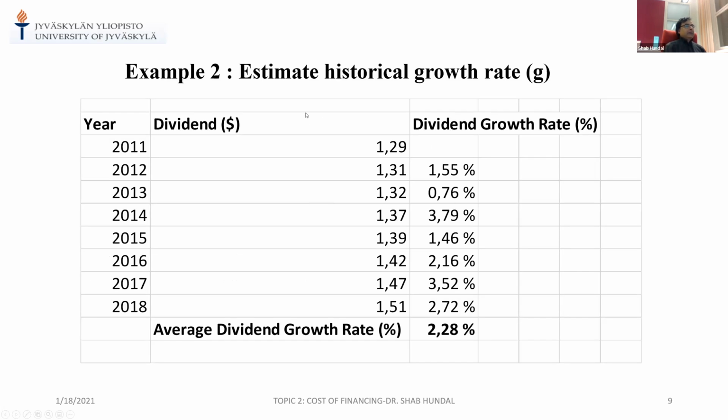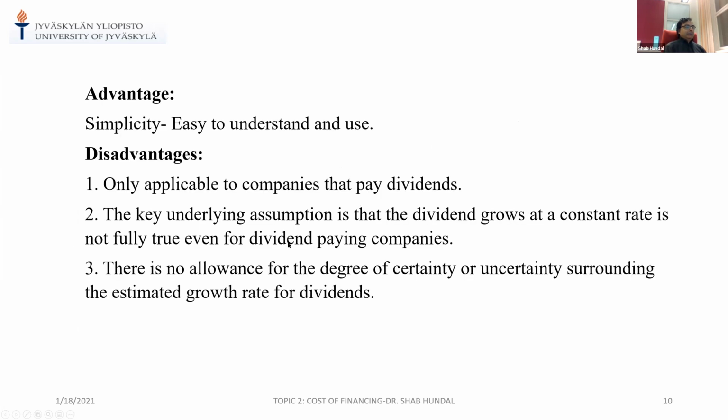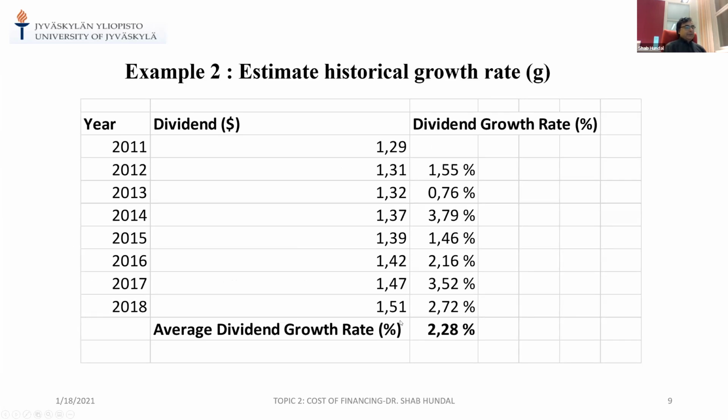So in this case, for example, if I don't use the analyst forecast, and I want to take some kind of historic analysis, then I find that this hypothetical company, for the last 7-8 years, different dividend numbers have been paid. And then from here, if you do it in Excel, I can calculate the growth rate of dividend. For 2012, it comes to be 1.55 because it's a difference of the two.